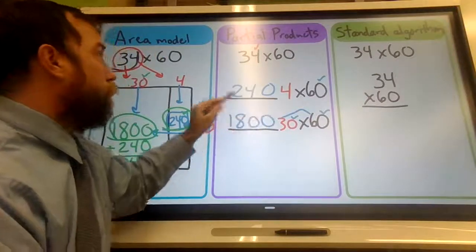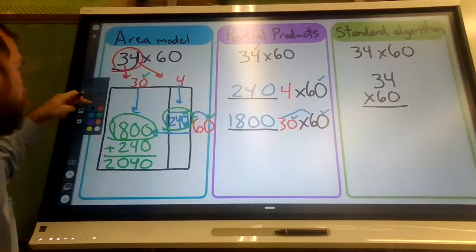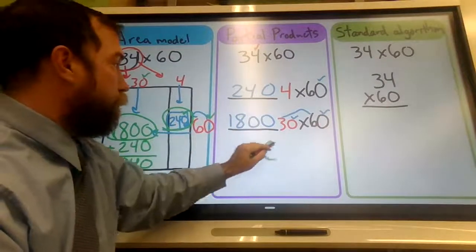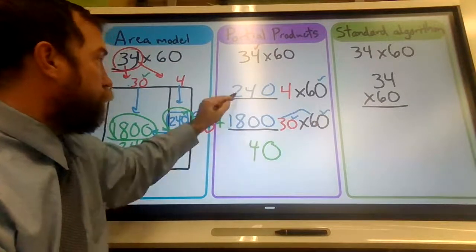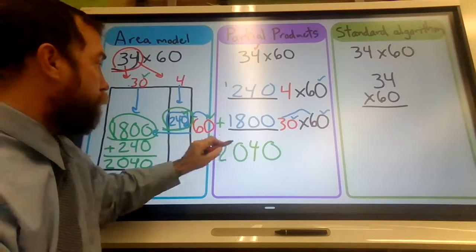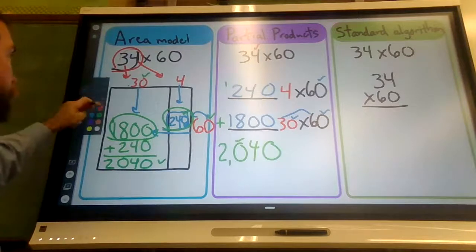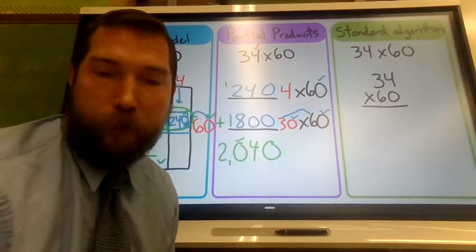And then again, we would add them together. All right, we do 0 plus 0 is 0. 4 plus 0 is 4. 2 plus 8 is 10. And then 1 plus 1 makes 2. Good, so they're really the same exact math problem, just a different way to look at it. It's really all that's different here.